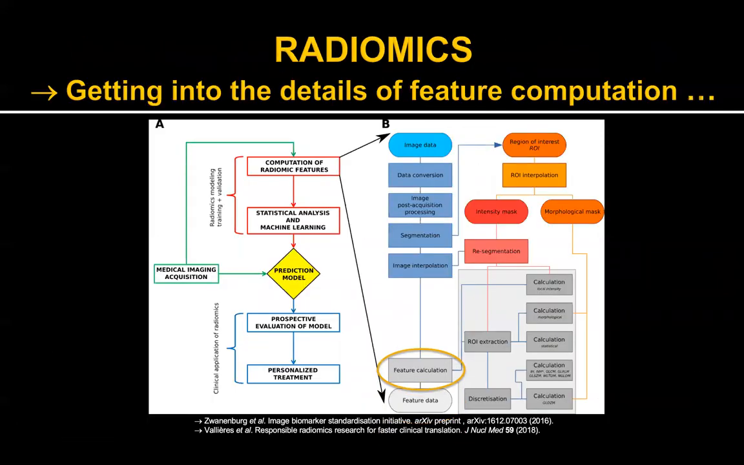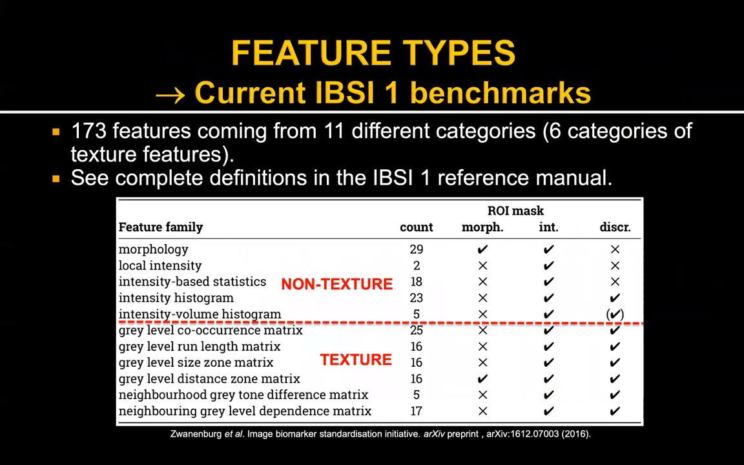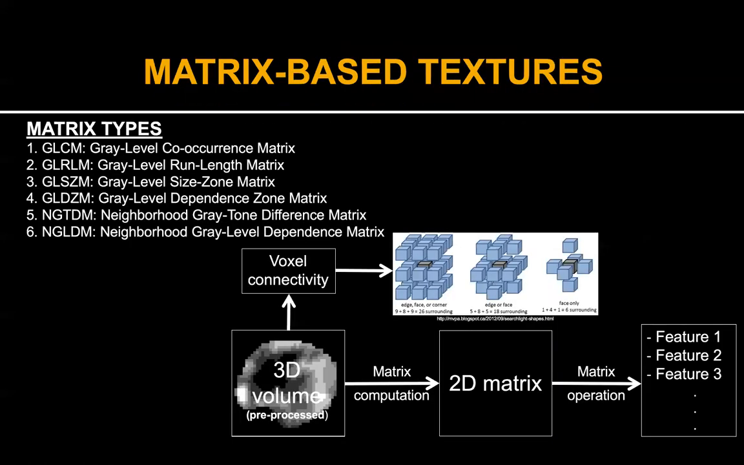Then once we have done all this image processing, because this was image processing, now we get to feature computation. Now we get to this list of 173 features coming from 11 different categories: non-texture features, and what we call six categories of texture features. You can go see the IBSI 1 reference manual for more details.